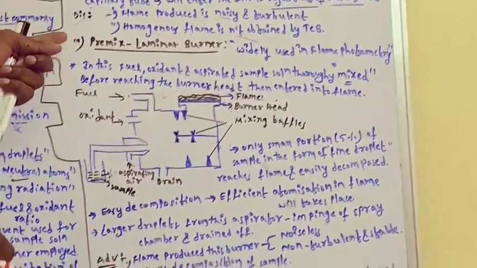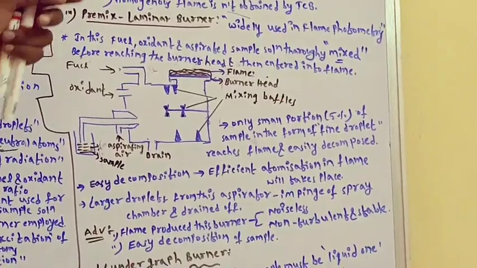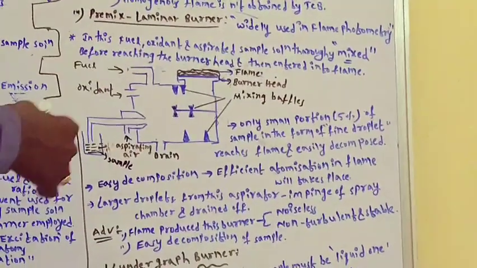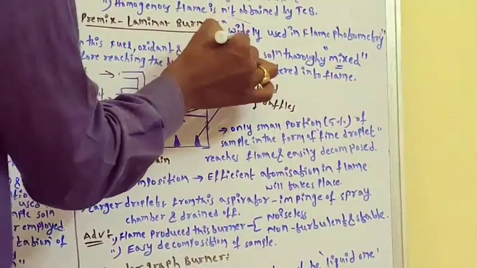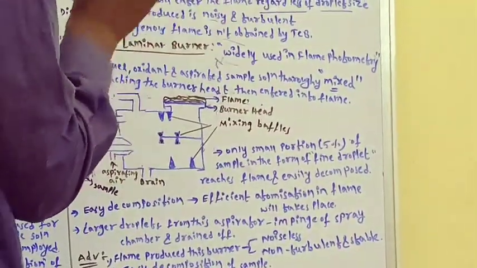Okay, and the third type of burner is a very important one: the premix laminar flow burner. It is widely used in flame photometry.